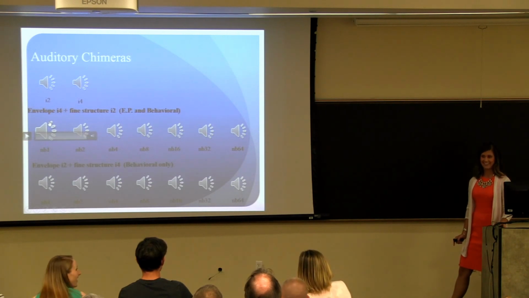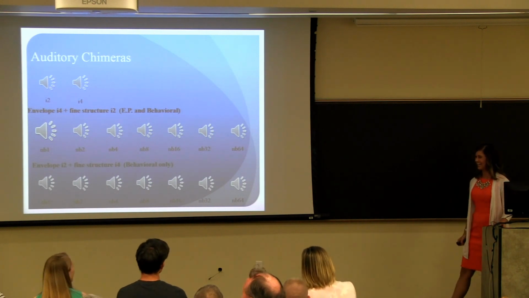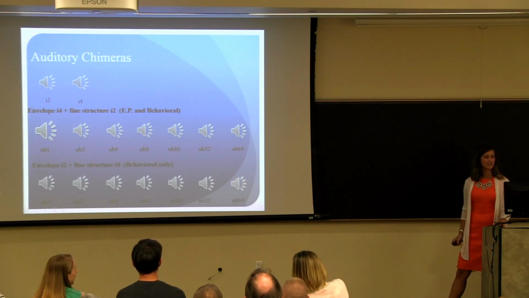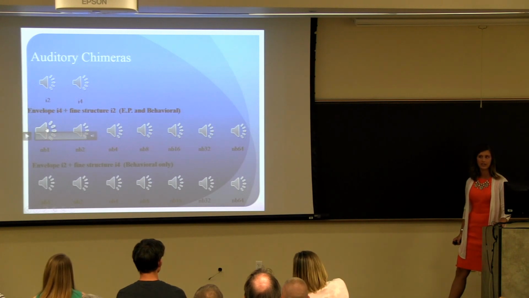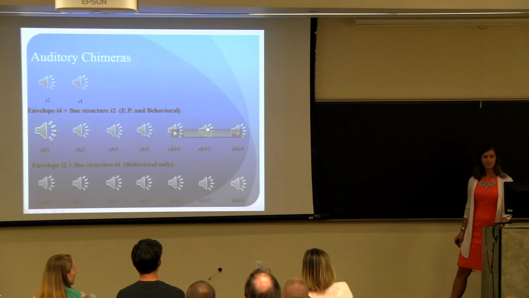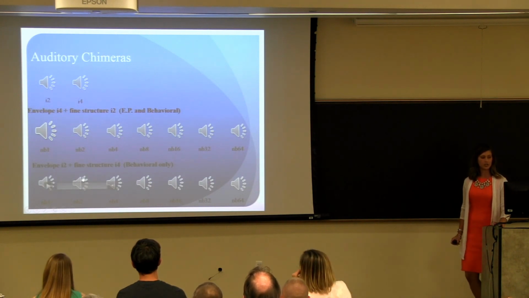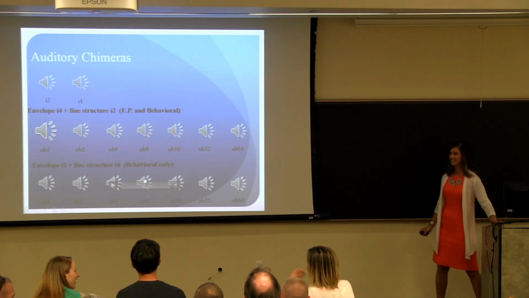4. Cheater. All right. Any takers? Are you hearing that rising contour or that falling contour? Okay. How about at 8? Okay, got some variation. Good. And then how about for the envelope 2 fine structure 4? I don't know.